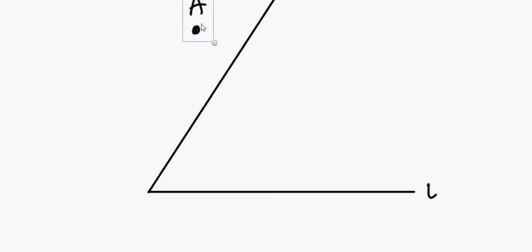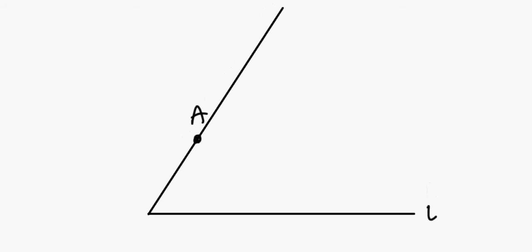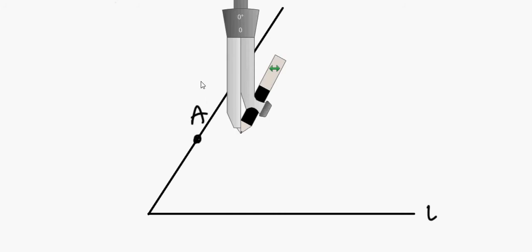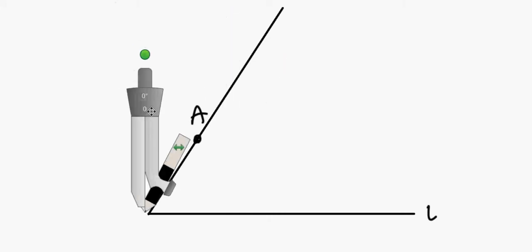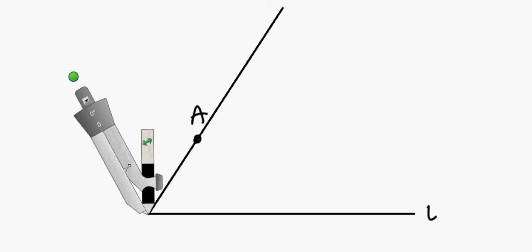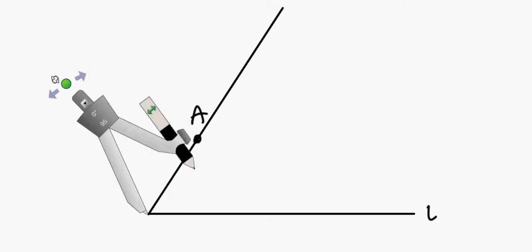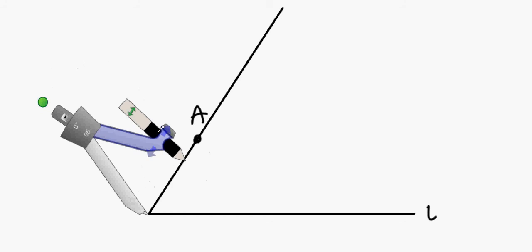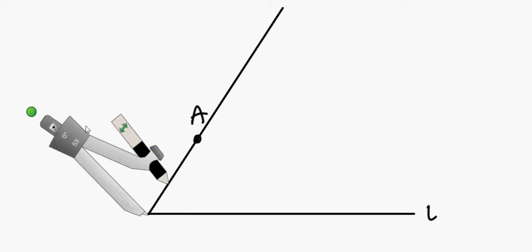Point A is going through the point A, okay? Like so. Now, what we're going to do next is we're going to get our compass. The first step is to pick a distance that can't be bigger than the distance to A, so it has to be a smaller distance than that. So we're just going to pick a small distance here, okay?